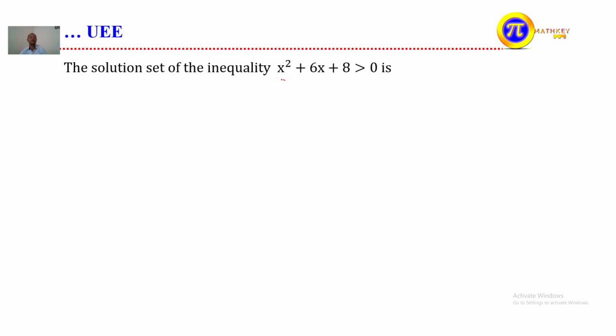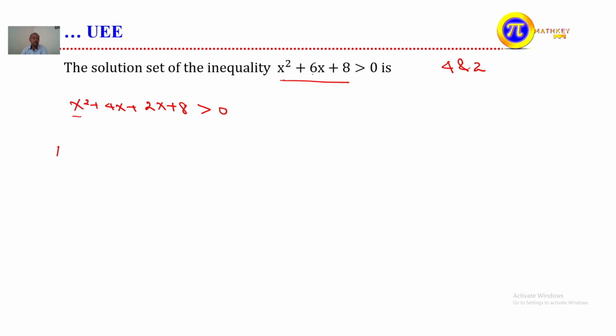Let's try to solve this problem using the ways that we considered before. This is a quadratic inequality, greater than 0. To solve it, we find two numbers whose sum is 6 and their product is 8. The numbers are 4 and 2. So we express this as x squared plus 4x plus 2x plus 8, and this must be greater than 0.